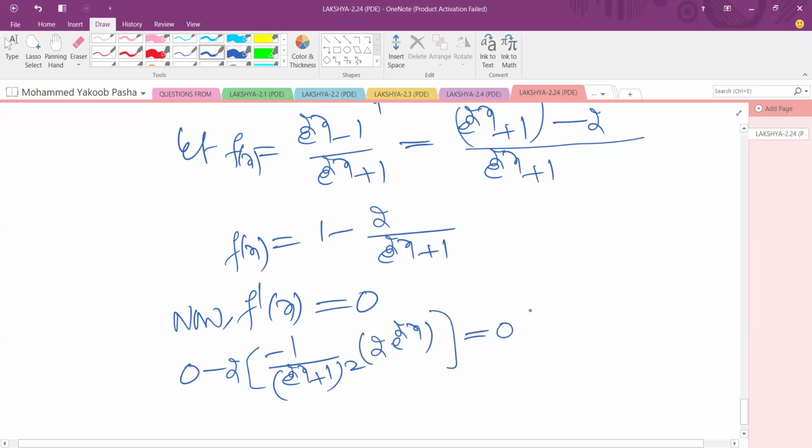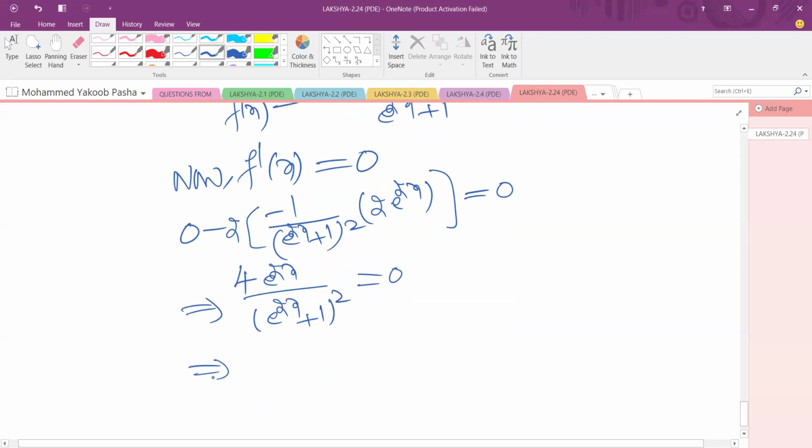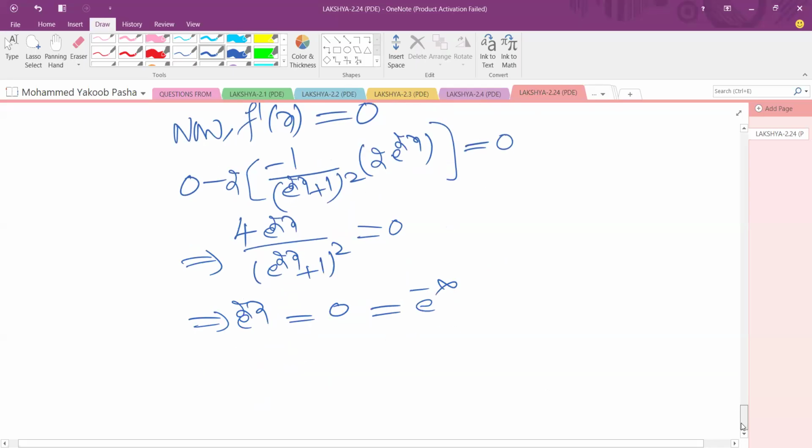We are equating to 0. So the value is 4 into e power 2x divided by e power 2x plus 1 whole square is equal to 0. So in other words, e power 2x is equal to 0. When is it possible? 0 can be written as e power minus infinity. So this implies 2x is equal to minus infinity, means x is equal to minus infinity. Now substitute x is equal to minus infinity in f of x.